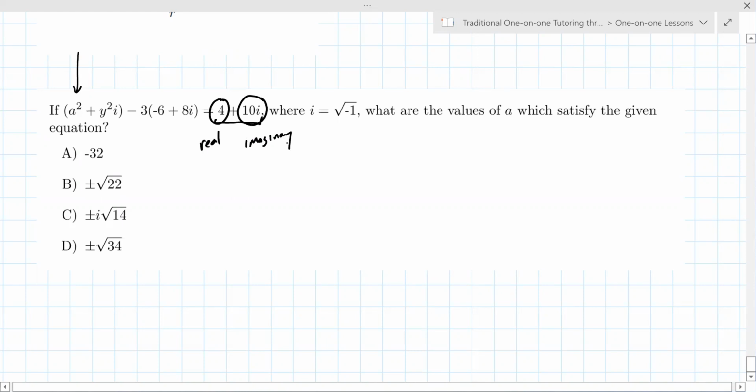And why does this matter? It really doesn't, but it's a problem you might see on a standardized test. So we're just going to work on the left hand side for the moment. It's a squared plus y squared i. You can drop the parentheses because there's no operator out in front, but on the right here you have to multiply this -3 into both of these. So it's plus 18 minus 24i.